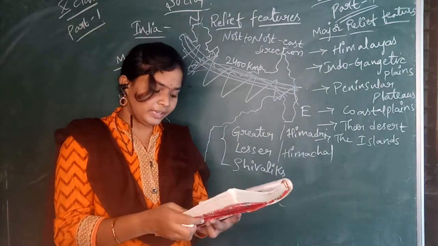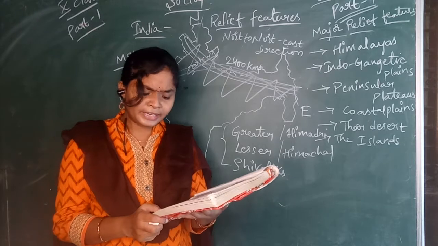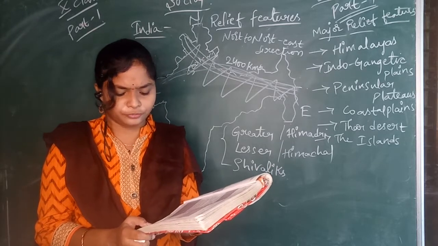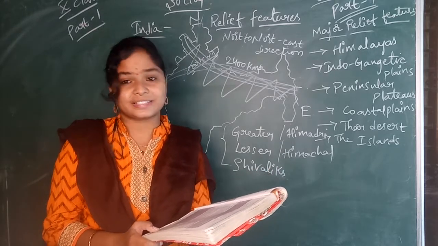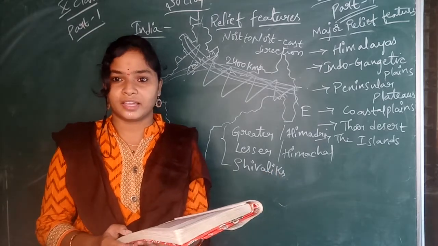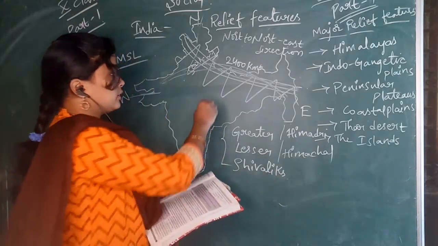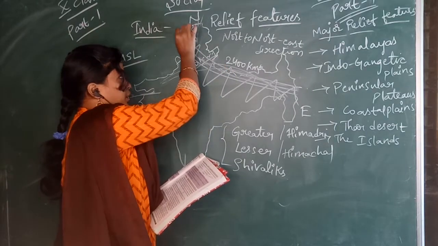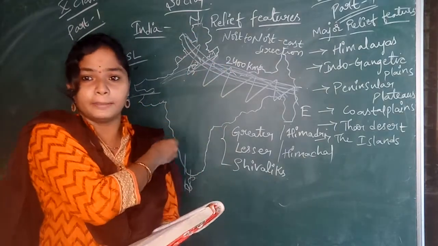Clear children? Next, the height is from 3700 to 4000 meters. The Pirpanjal ranges and Mahabharata ranges: these are two important ranges situated in the Lesser Himalayas.